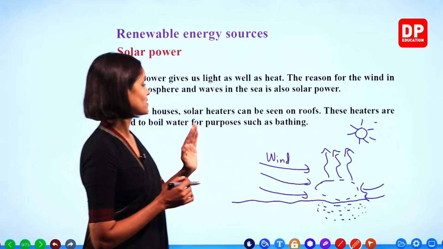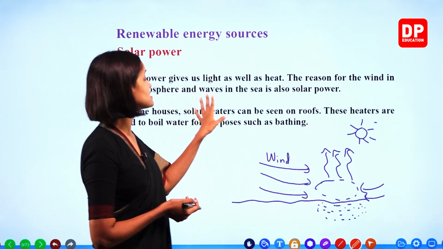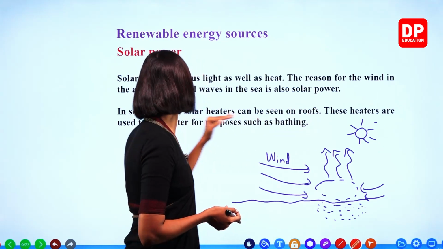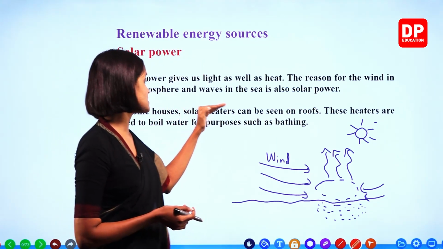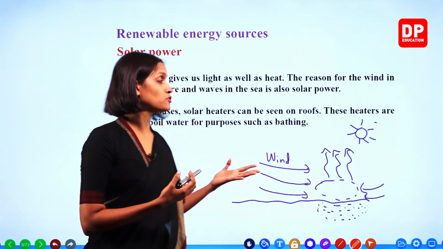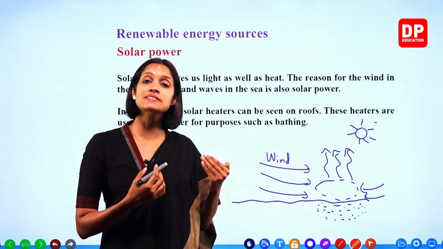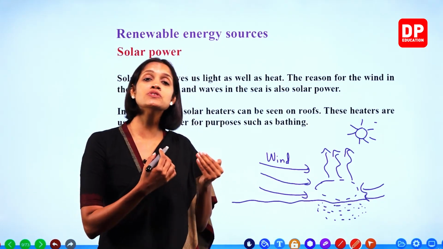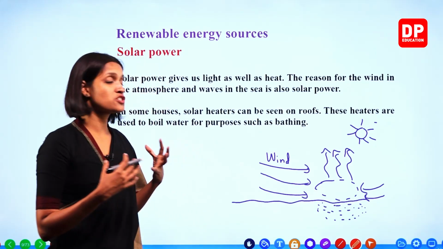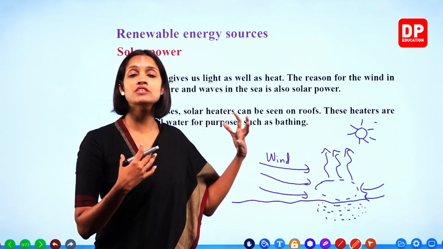Right, children? Okay. So in some houses, solar heaters can be seen on roofs. These heaters are used to boil water for purposes such as bathing. Let's say that in some bathrooms, for bathing, when we need hot water, we have to fix geysers. These geysers use electricity, right? So it consumes a large amount of electricity. We can get the same thing done. We can heat water using solar energy.